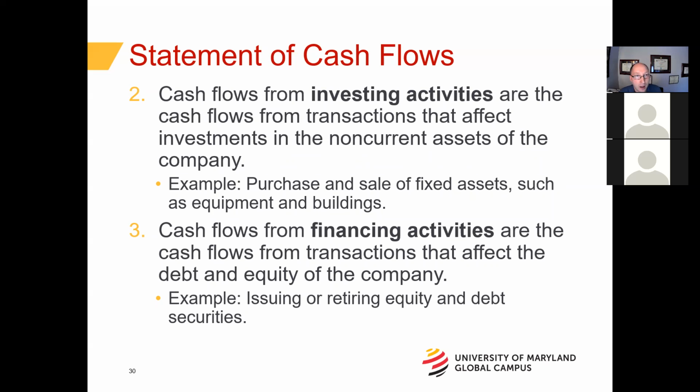The second area on the statement of cash flows is called the investing activities. Investing activities comes from the purchase or sale of property, plant, and equipment. Those are typically the only things that you would find under investing activities: the purchase or sale of property, plant, or equipment.